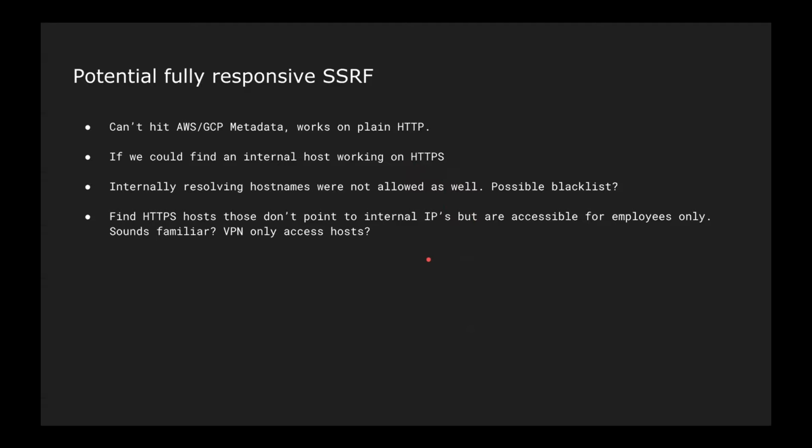So what we need is a company's asset that is served over HTTPS, that is with SSL, and actually points to an external IP, not an internal IP, but is only accessible using the company's VPN. That was what we were looking for: something which points to an external IP and is only reachable through their VPN, not by the public internet.